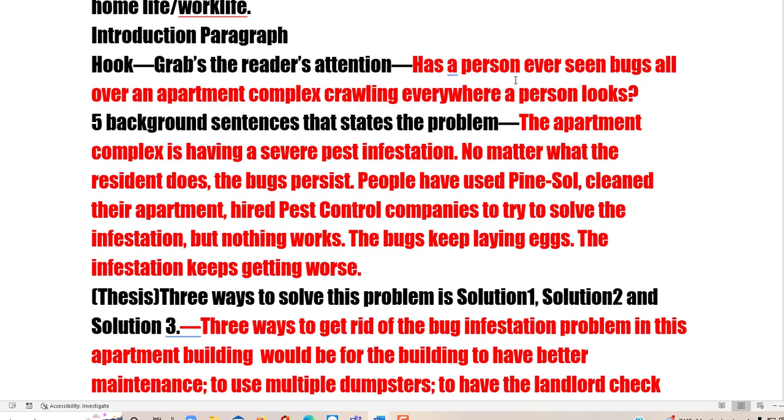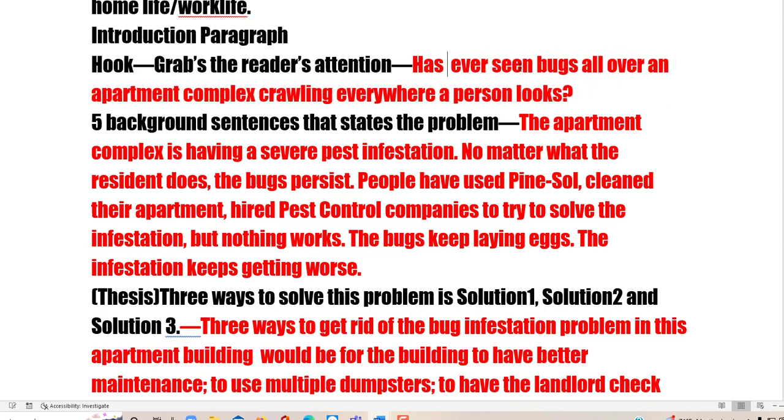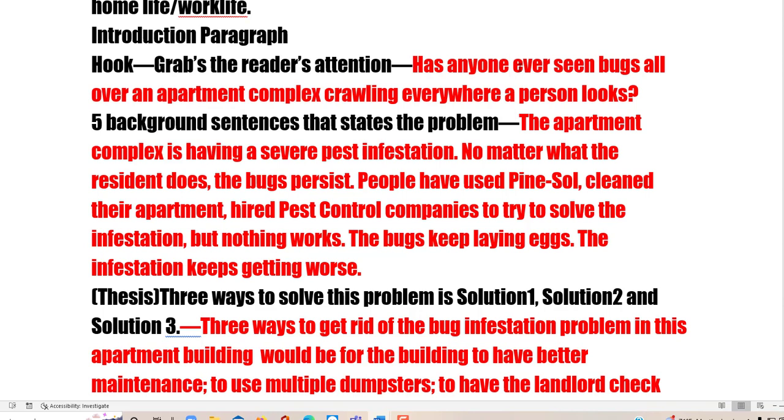If you are going with has a person or has anyone ever seen bugs all over, I think that sounds better than a person. Has anyone ever seen bugs all over an apartment building, crawling everywhere they look? So this is 3rd-person case. Okay, it's kind of hard to do that. You and I had to do it a couple of times. I originally had, have you ever seen bugs? It's so easy to break into have you. And so I'm trying to replace you and your with 3rd-person case.